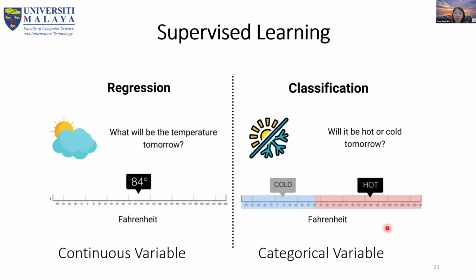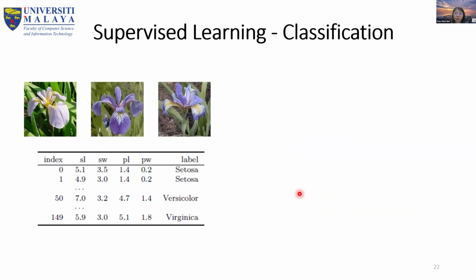For supervised learning, we can also classify into regression and classification. Regression predicts a continuous variable, right? For example, if you want to predict the temperature, the exact continuous value. Classification predicts a categorical variable. It can be predicted as hot or cold, or we want to predict whether the person has cancer or does not have cancer. So this is classification.